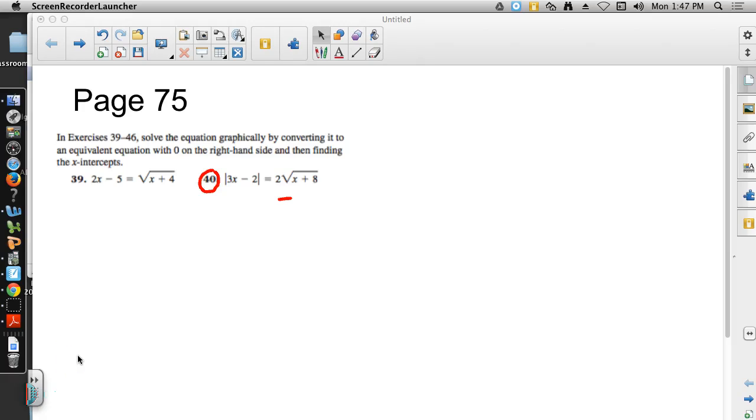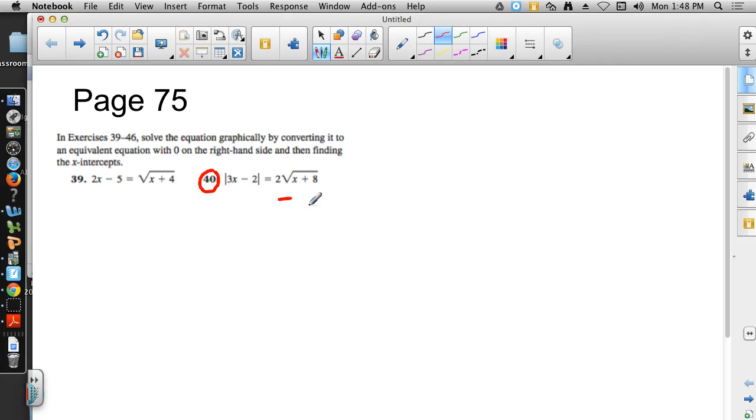These are the frequently asked questions for pre-calculus for the test of sections 1.1 to 1.3, and this is for day 1. Number 40 was the first problem anybody had asked about, and it says solve the equation graphically by converting it to an equivalent equation with 0 on the right-hand side, and then finding the x-intercepts. So what we would do is just subtract this 2 square root of x plus 8 from both sides.